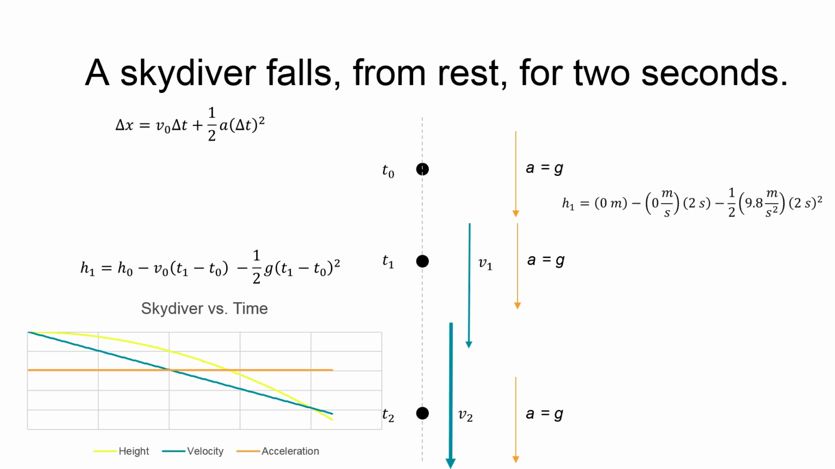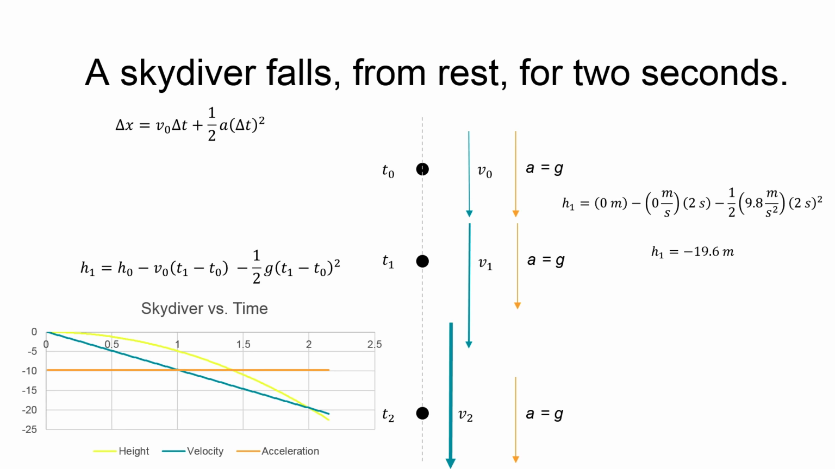We'll call the initial position of the skydiver 0, the initial velocity is given as 0, the time interval is given as 2 seconds, and the acceleration due to gravity is 9.8 meters per second squared. Plugging these values in yields a position of negative 19.6 meters, telling us that after 2 seconds our skydiver has fallen 19.6 meters. We can also plug these values into our plot, giving quantitative value to our sketches versus time.